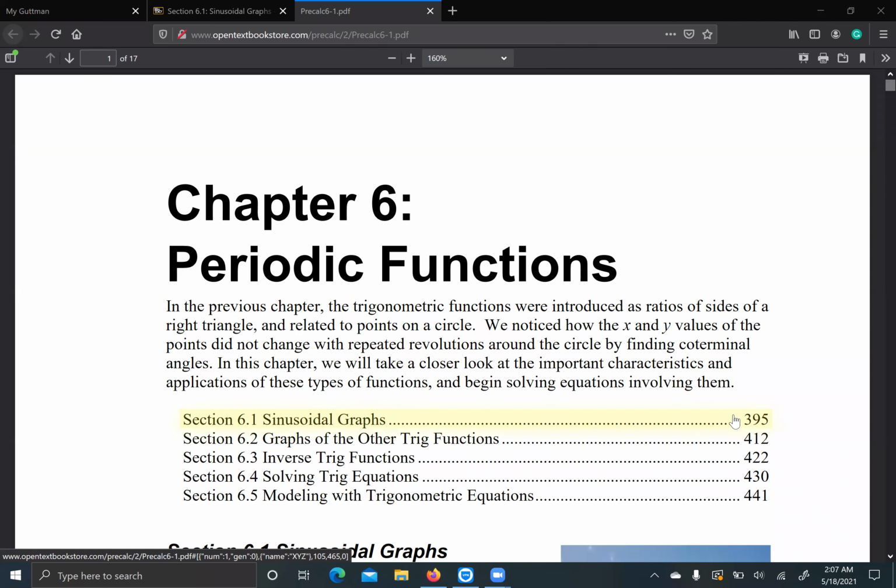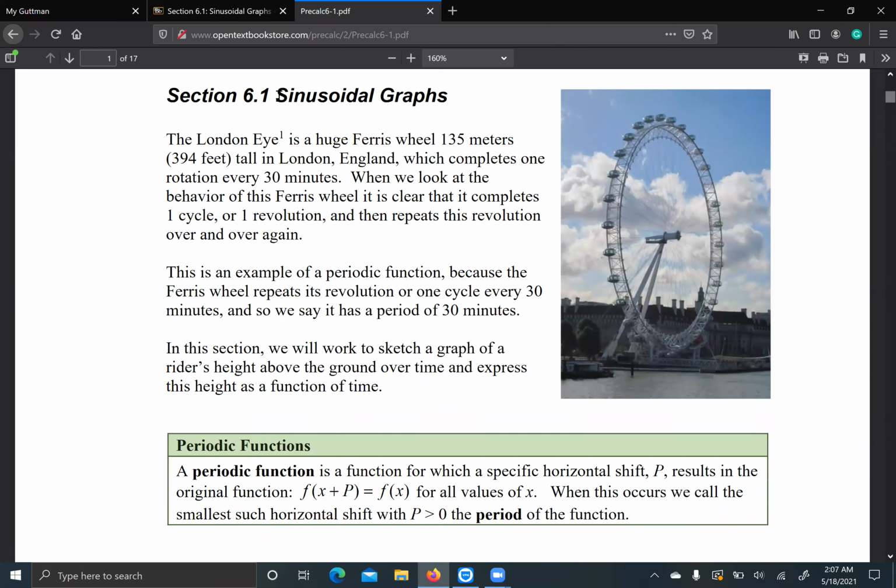In this video, we're going to start chapter 6 of the textbook, which is all about periodic functions. And in this video, we are going to focus on the first section, section 6.1, sinusoidal graphs. So to introduce this type of function and graphs, let's start by looking at the London Eye Ferris wheel.